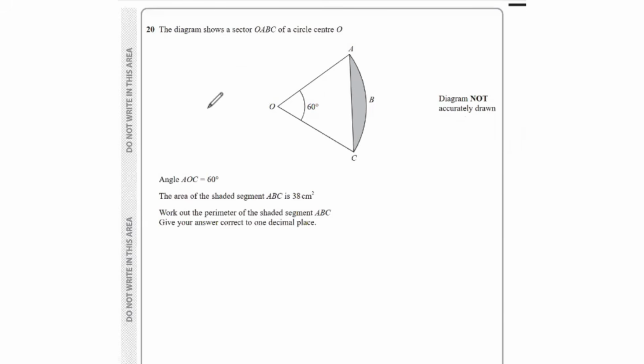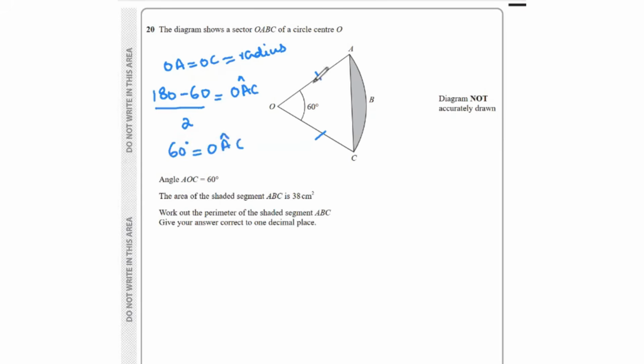So for the perimeter of the shaded segment, we need the arc length ABC and we need the length of AC. To find the length of AC, we know that OA equals to OC because it's the radius. So using that, if you find the length of AC, 180 minus 60 divided by 2, that gives us angle OAC, which equals to 60 degrees as well.